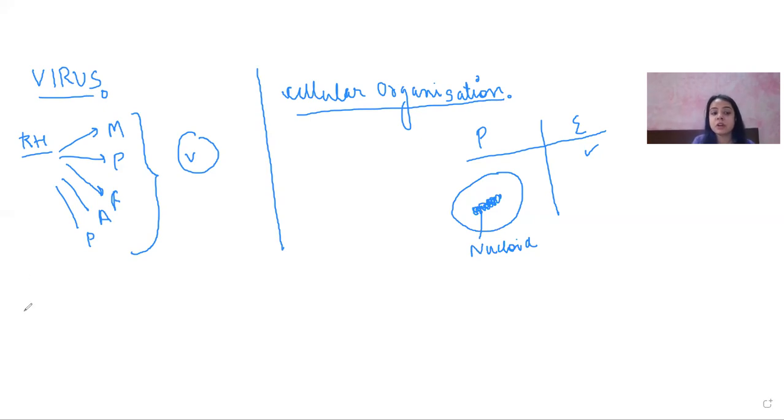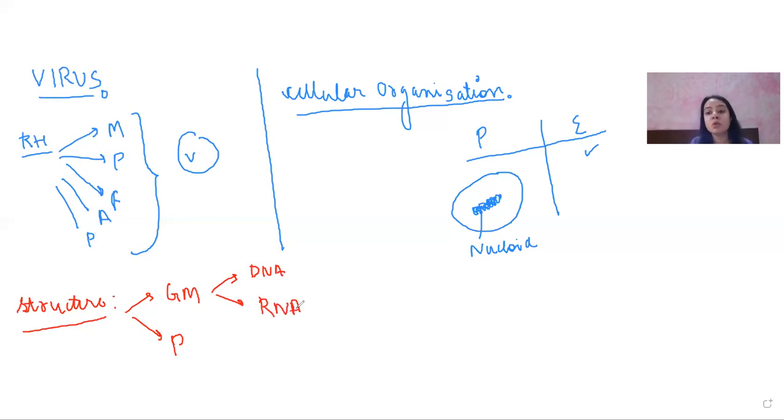classification. If I talk about the simple structure of viruses, it has two main components. First is the genetic material and second is the protein coat. The genetic material in viruses can be DNA or RNA, but both are not present in a particular virus at a time. At a time, only one of the genetic materials, either DNA or RNA, is present in the virus. And this genetic material is protected by the protein coat.